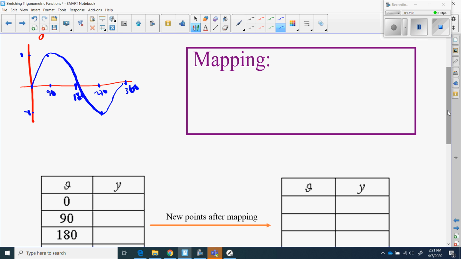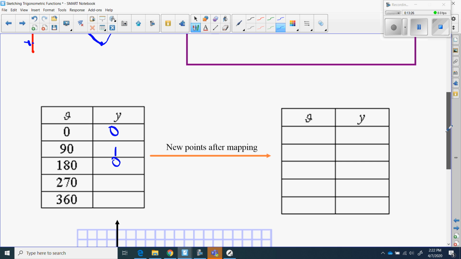So then you go down here and you identify these 5 key points, which are up there on my graph. So at 0, the y value is 0 on a sine wave. At 90, you can see you're up at 1. At 180, you can see you are at 0. Now then 270 is going to be -1, and 360 is going to be back at 0 again. So 270, you can recall, was at -1, and then this one was back at 0.